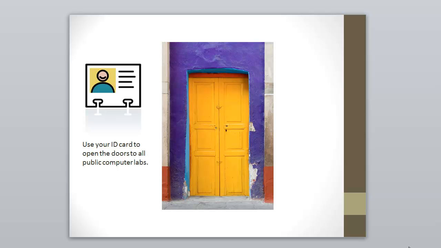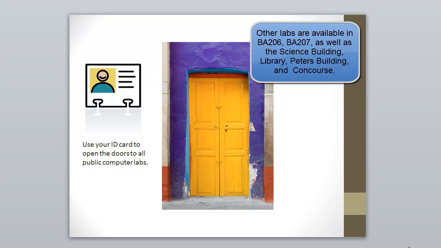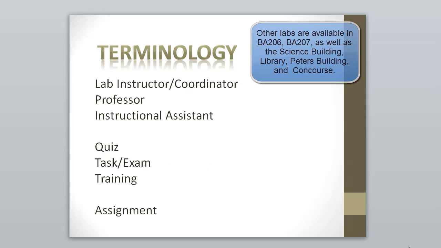Some of the other room numbers you can use if there's no class going on are BA206 and BA207, which are upstairs in the Bricker Academic Building, also on the first floor of the Science Building, as well as other computer labs in the library, the Student Union Building and the Peters Building.